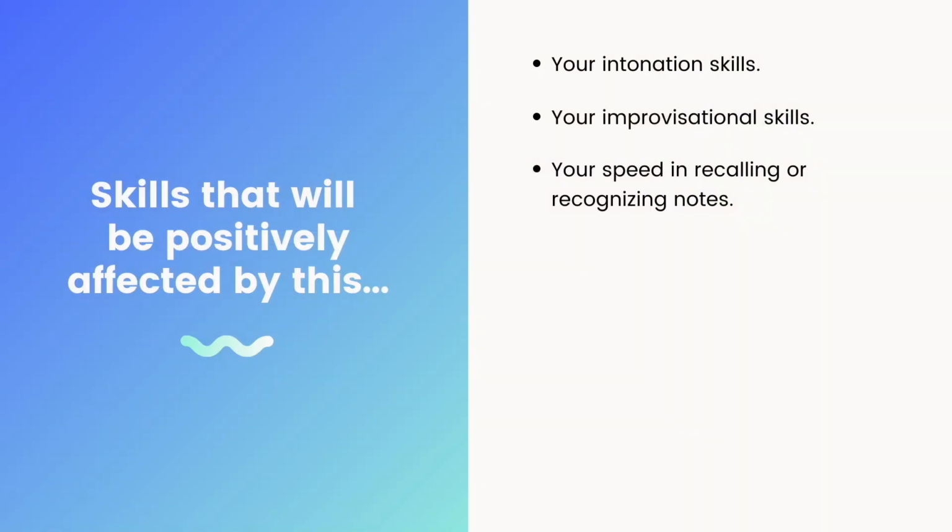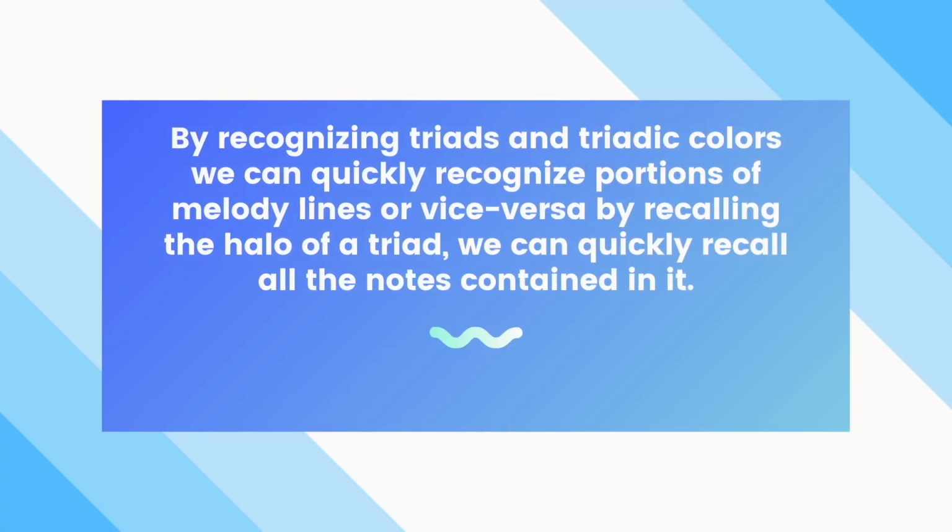Your speed in recalling or recognizing notes. By recognizing triads and triadic colors, we can quickly recognize portions of melody lines, or vice versa. By recalling the halo of a triad, we can quickly recall all the notes contained in it. So, both your melodic dictation and sight singing skills will get a lot better by practicing triadic colors.